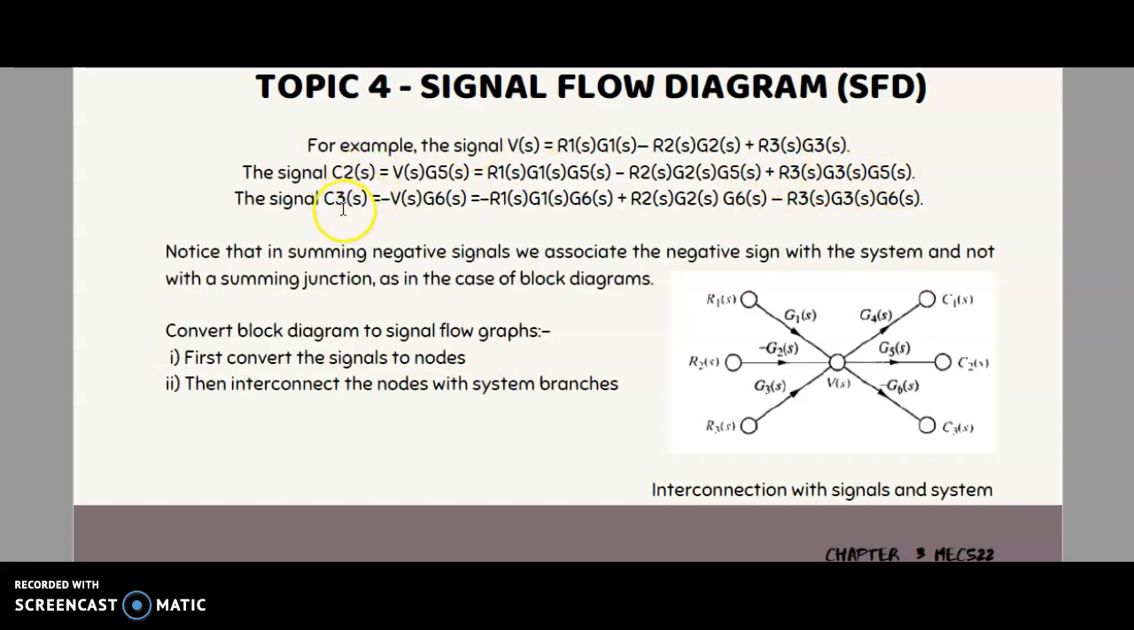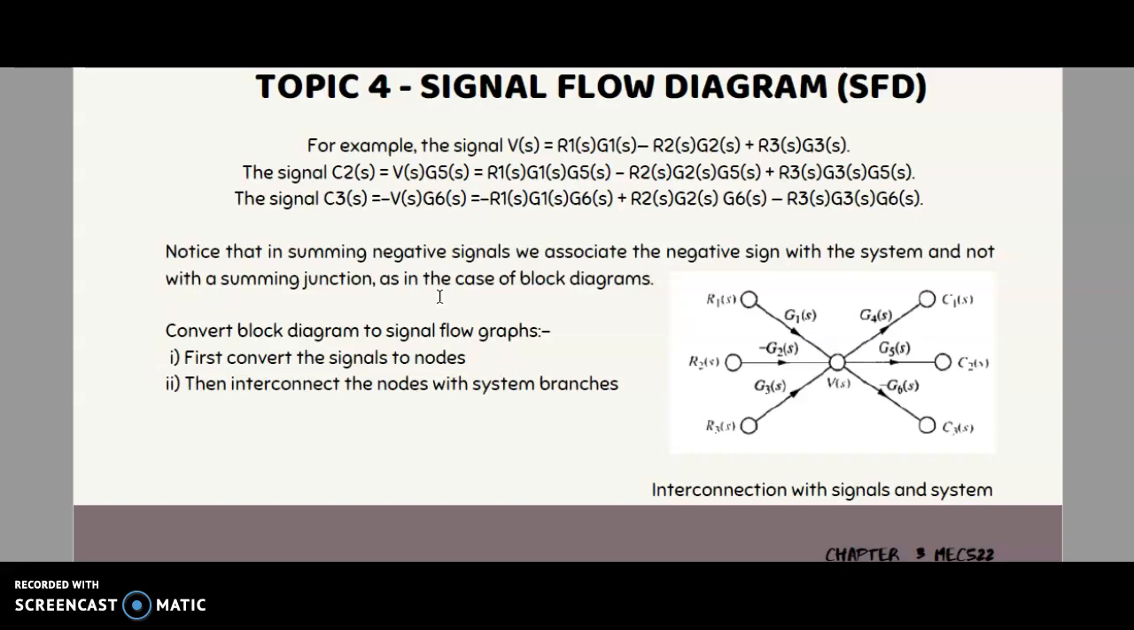Okay, same for the C3. For the signal flow, the important thing is the sign. If in the system you have a negative sign, you need to put the negative sign. Sangat penting dia punya sign ni. Okay, so dah tahu dia punya turn, dah tahu dia punya element.